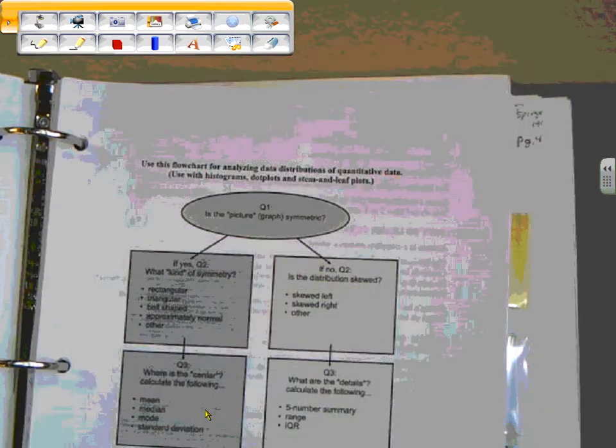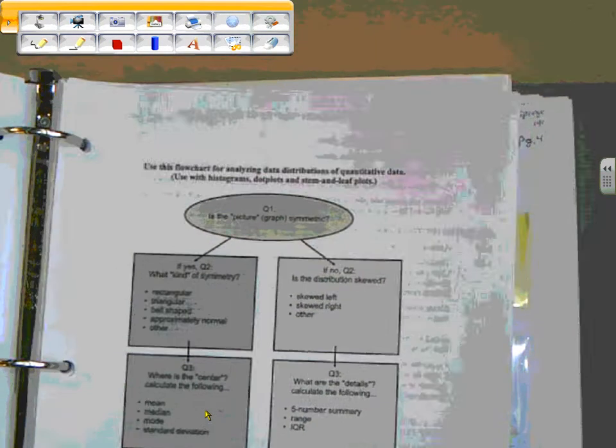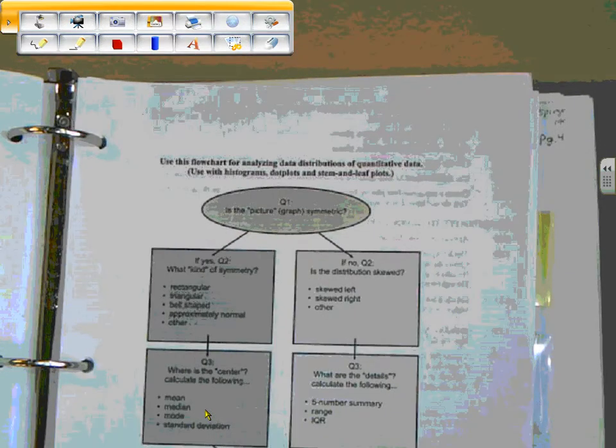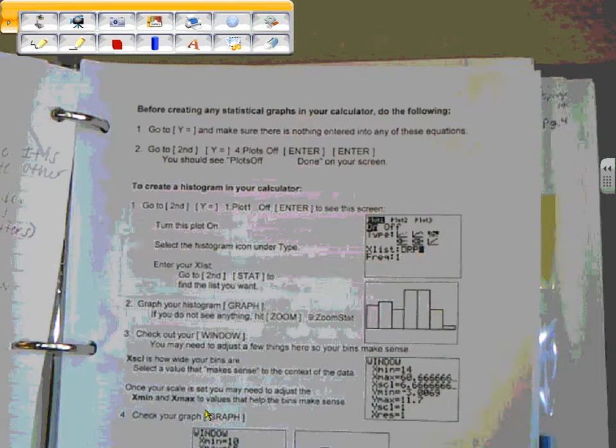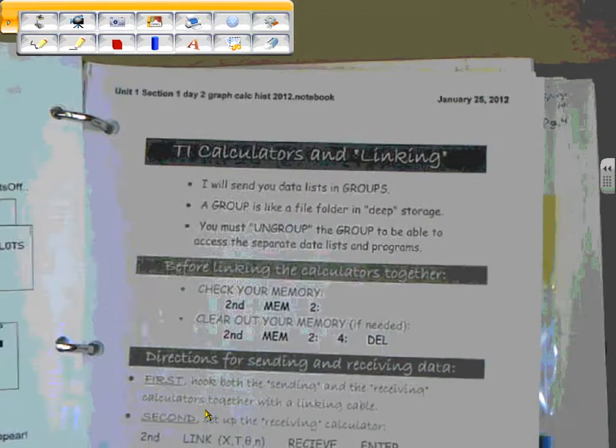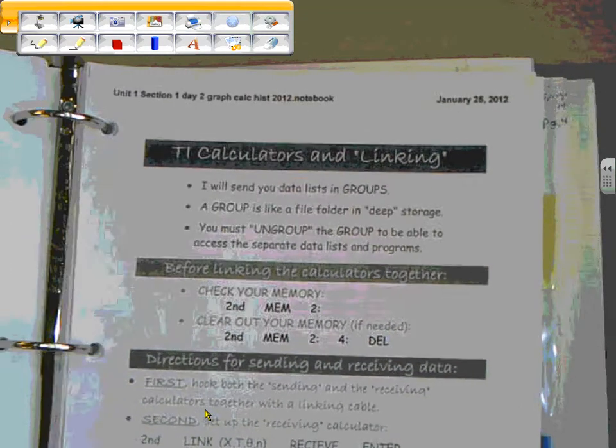You should have this flowchart sheet, and on the back of it is your tip sheet for the first couple assignments, followed by assignment number 2 of the chapter. The next couple sheets are how to use your calculator to make graphs and how to transfer and link between two calculators.